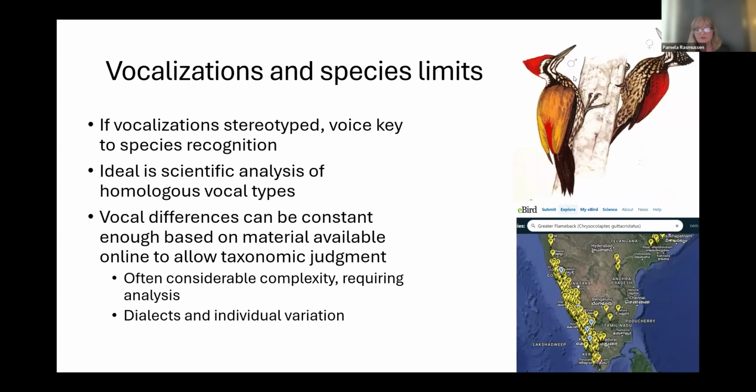This is an example where the Himalayan population and the South Indian population are dramatically different in their acoustic signals, not just the calls, but also the drum rolls. And that's been shown in a recent paper to be the case.